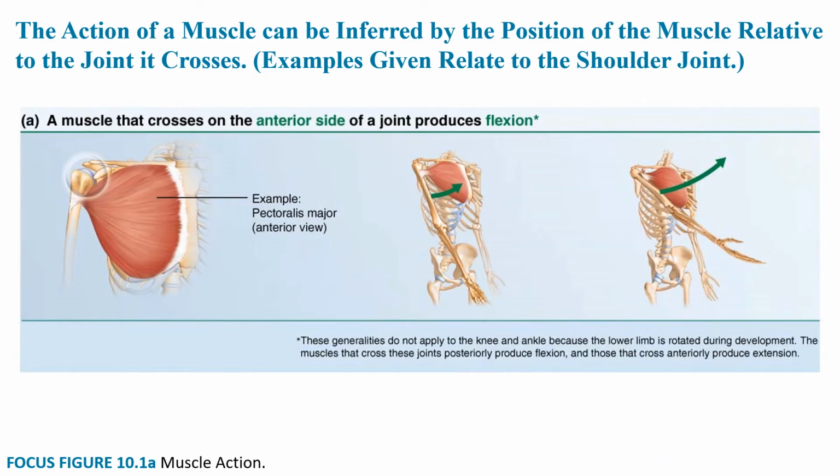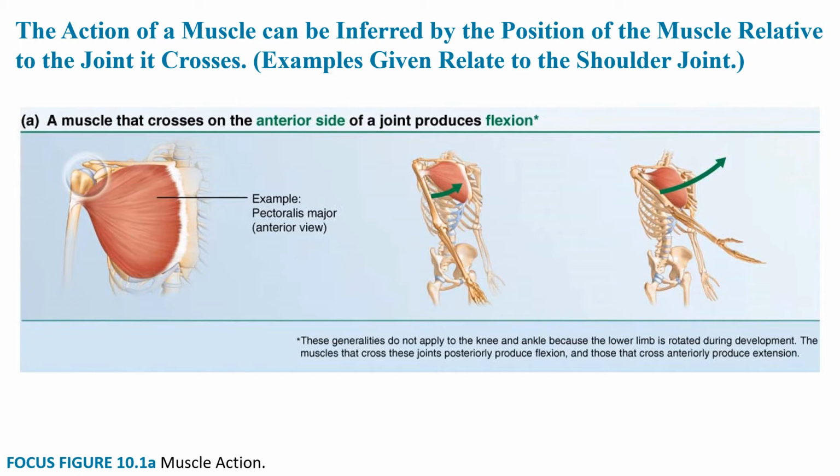So here are going to be a couple different images of how actions of muscles are going to be inferred by the position relative to the joint. And all of these that I'm going to talk about are going to be in the upper limb.